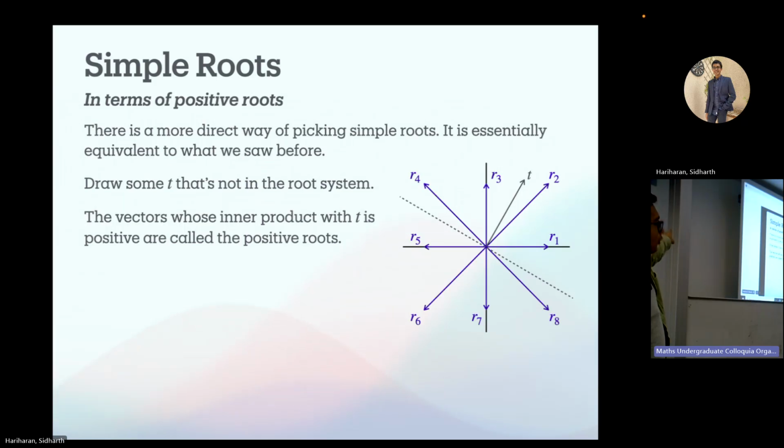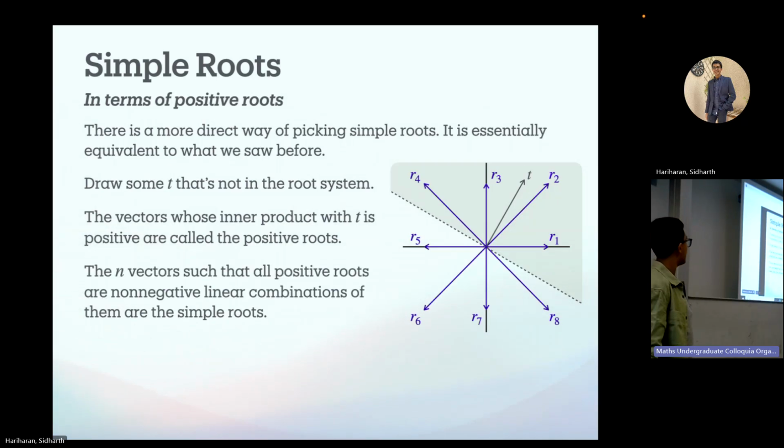Okay. So the ones whose inner product with t is positive live in this region. You just have to look at the line orthogonal to t, and look at everything that's above that line, and those are going to have a positive inner product with t. And the n vectors are such that all positive roots are non-negative linear combinations of these simple roots.